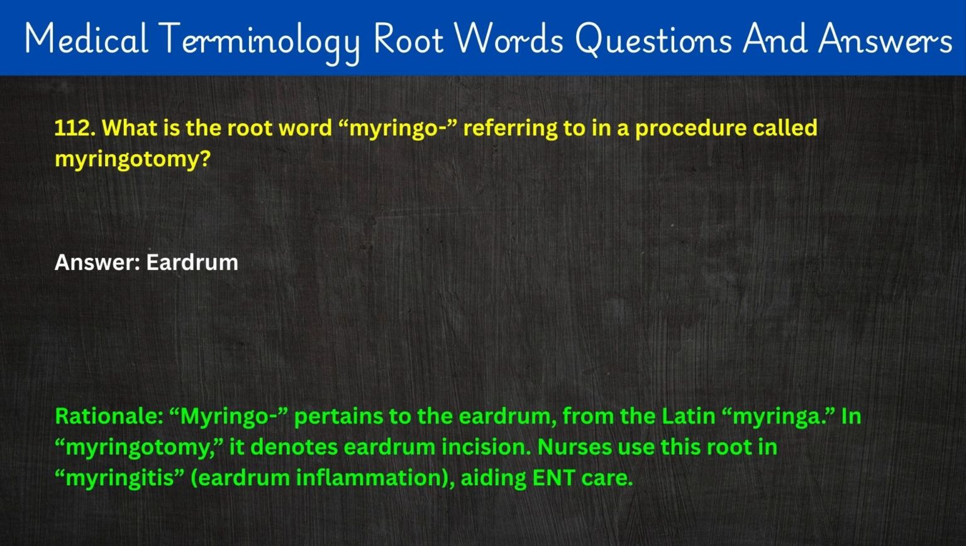112. What is the root word myringo- referring to in a procedure called myringotomy? Answer: eardrum. Rationale: Myringo- pertains to the eardrum, from the Latin myringa. In myringotomy, it denotes eardrum incision. Nurses use this root in myringitis, eardrum inflammation, aiding ENT care.